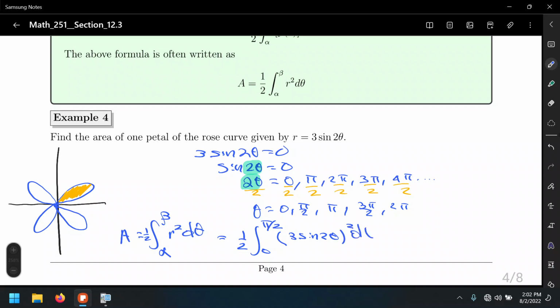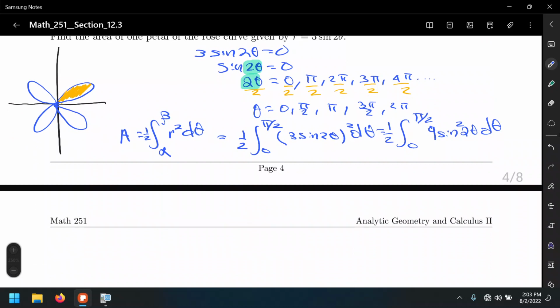Quantity squared d theta. And okay, let's see. I'm gonna make a mistake here, see if you can catch it. All right. The 3. We also need to square the 3, right? We square both the coefficient and, well, we can write it the following way.